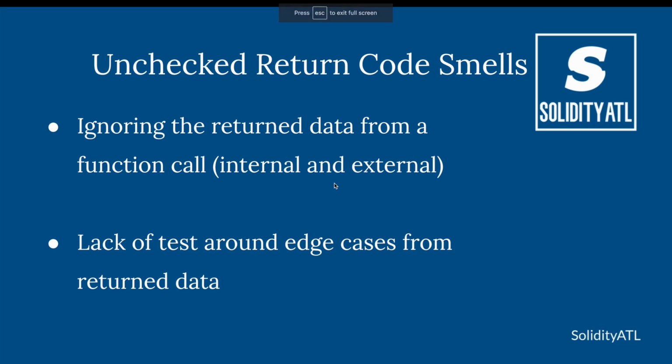All right, so let's take a look at some code smells for unchecked return vulnerabilities. One key code smell is just looking at a function and seeing if it ignores the return data from that function, whether it's internal or external. Another one is the lack of test cases around these edge cases of return data.